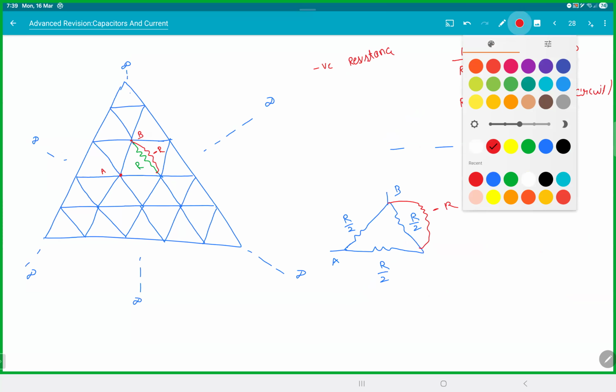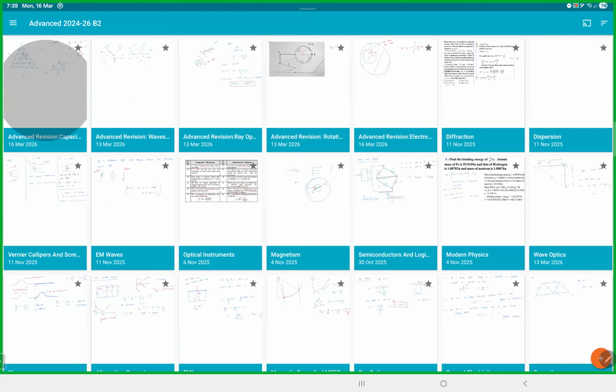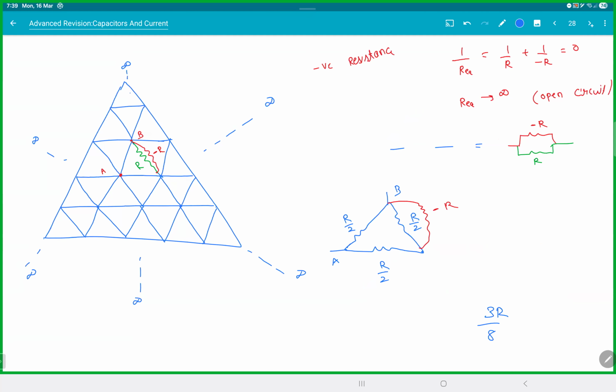Done. You can use series parallel. It works. Negative resistance will just work like series parallel. So resistance across AC will be, you can finish off from here. So just take it as a minus sign and solve. I think you'll get 3R by 8. I remember the answer.